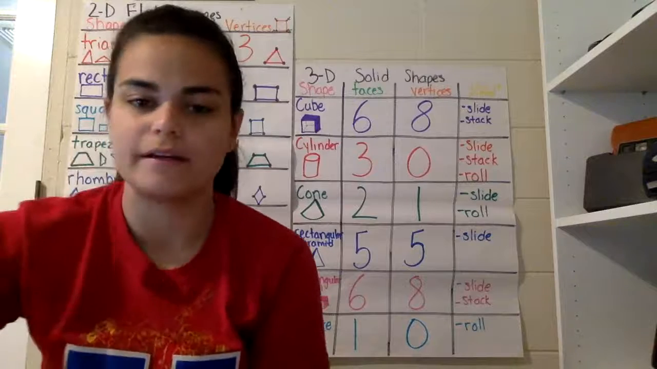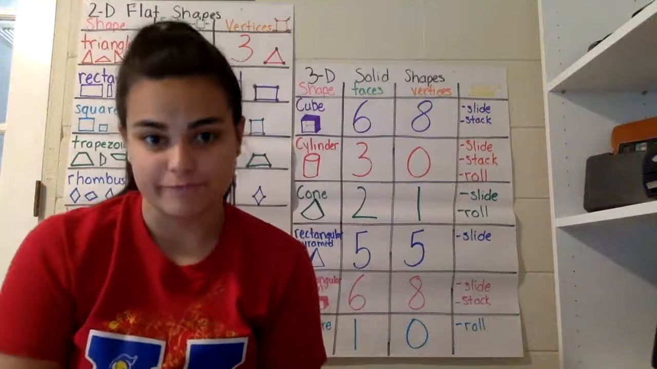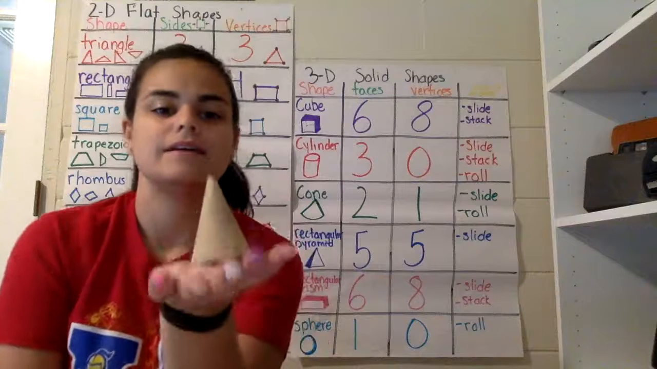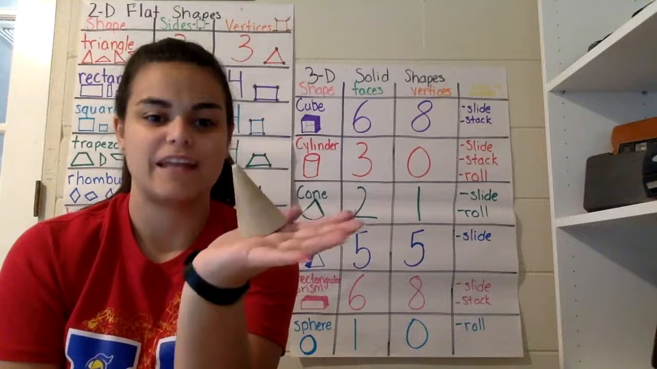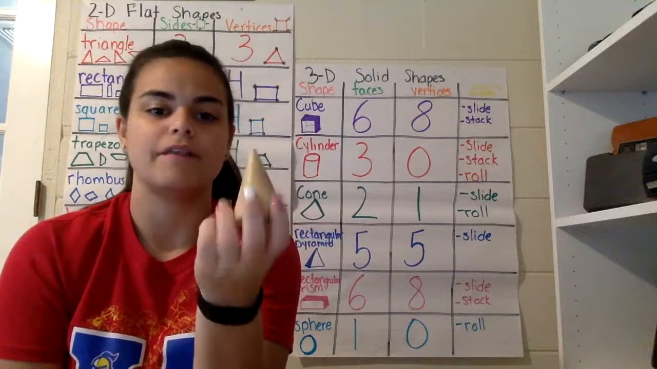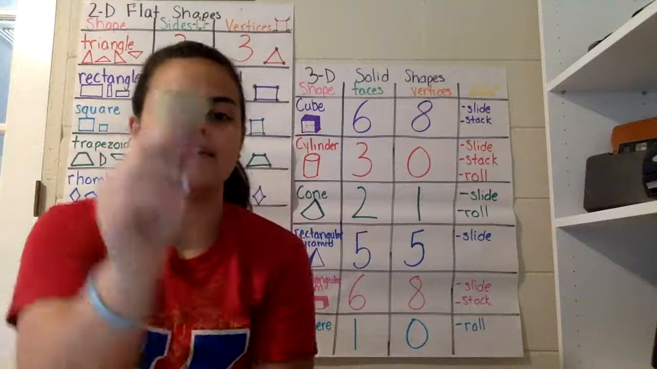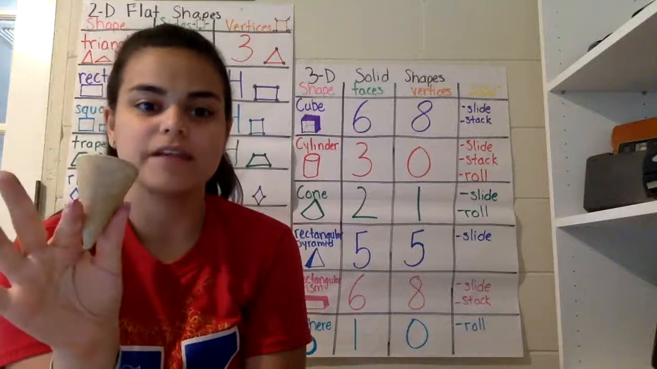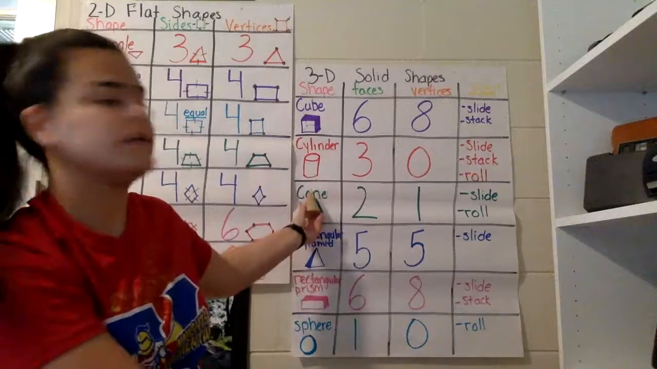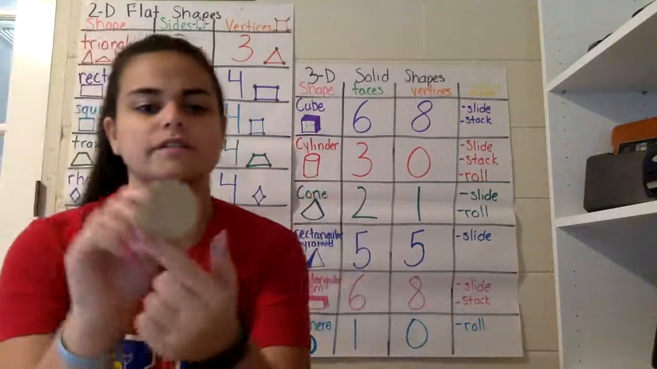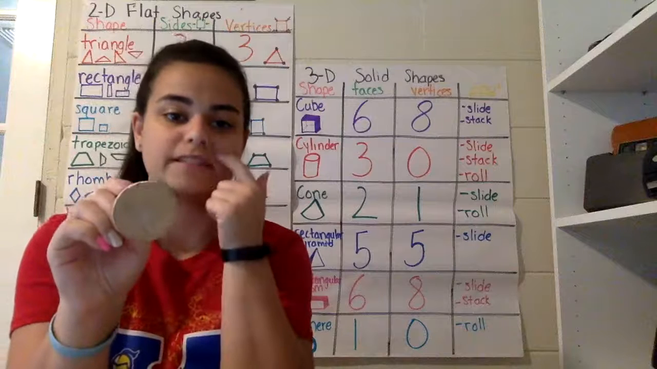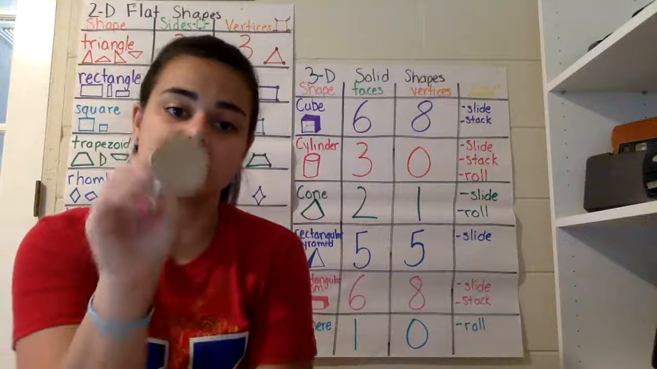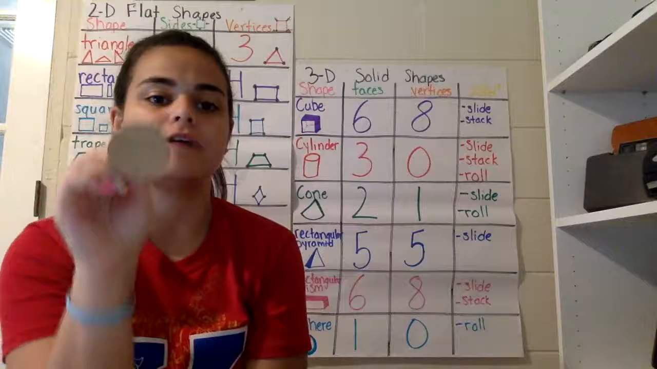Our next one makes me a little hungry. Okay, what is this? It is a cone. Okay, when I think of a cone, I think of an ice cream cone. Yummy, right? So we've got our cone here. What shape is this face? This face is a circle. You're right. It's a circle. Okay, we've got 2 faces.